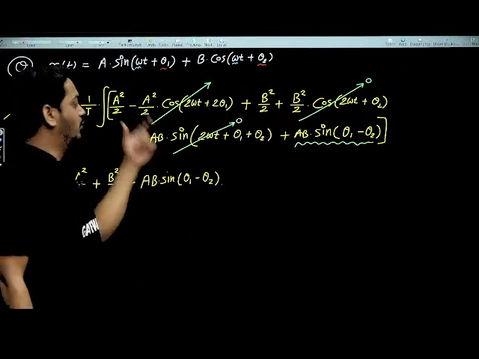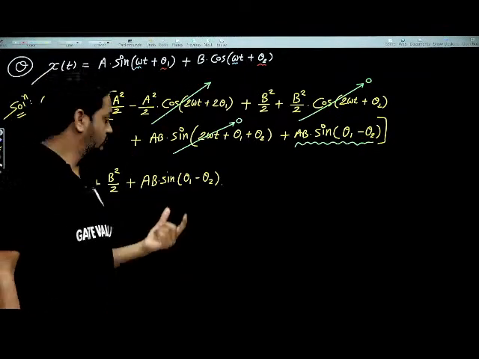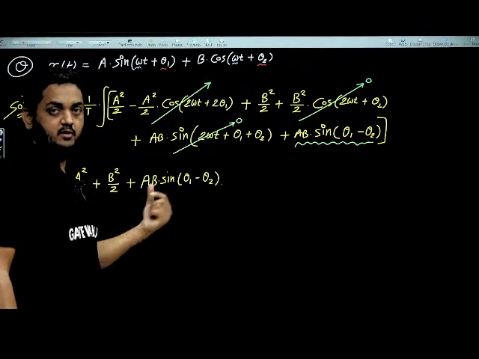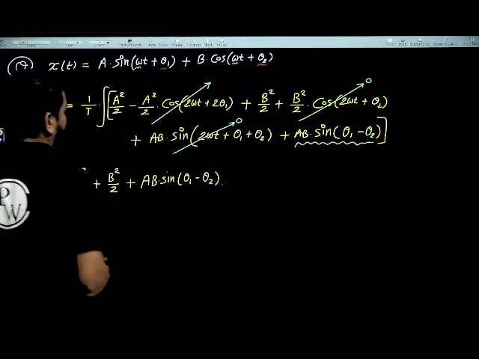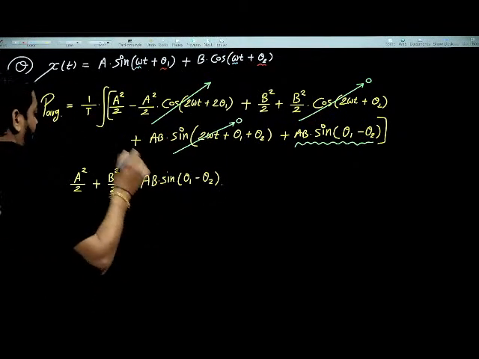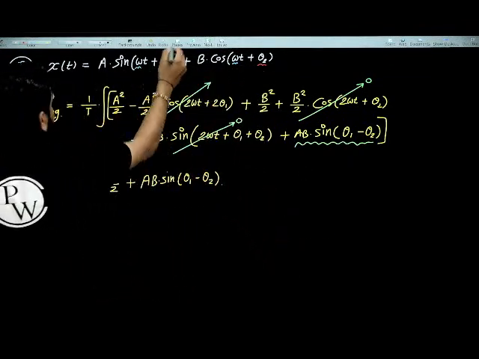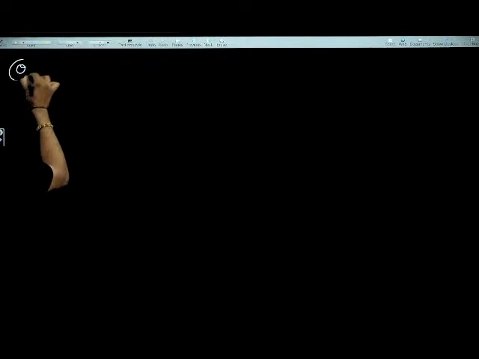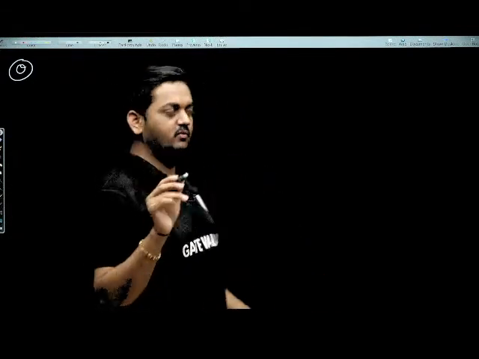If both are sine, it will be cos; if both are cos, then it will be cos. So you need not do it like this. Okay, this is the final answer. But what is the general method? In general, what do you have to do? Use the cos(A plus B) formula and the sin(A plus B) formula. Sin(A plus B) means sin A into cos B plus cos A into sin B, and cos(A plus B) means cos A into cos B minus sin A into sin B. This formula you have to use.